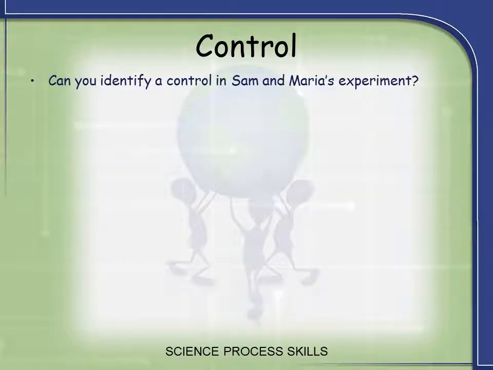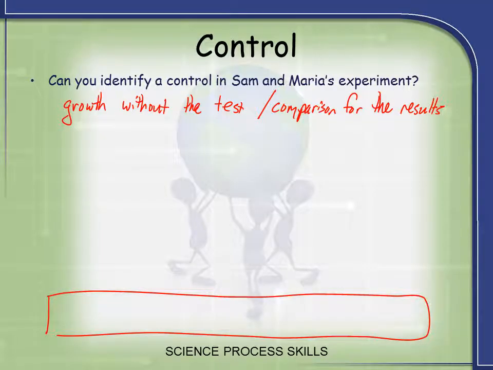So here's our data again. Can you identify the control in Sam and Maria's experiment? Remember, a control is something that we set aside. It's a placebo. We don't want it to change during the course of our experiment, so we can compare the other changes. As you can see, plant D is our control because it grew without the benefit of fertilizer, but it also received the same amount of water and sun as the other plants. So we're comparing against it as our control.